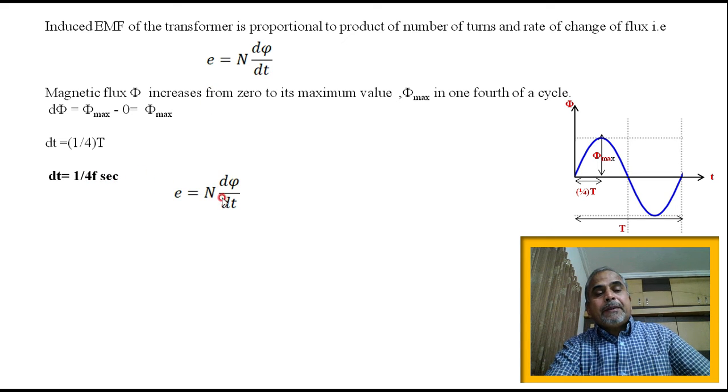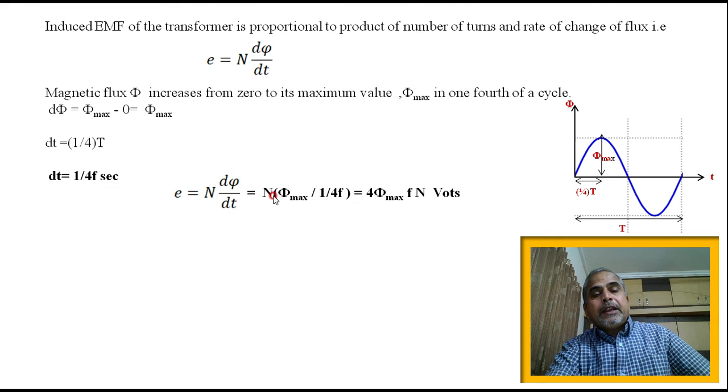Then in the EMF equation, if you substitute d phi and dt, the average induced voltage is N into phi max in the numerator, because d phi is phi max and dt is 1/4f. Bringing this into the numerator, what I am getting is 4 phi max f into N volts. There is a spelling mistake here, it is volts.